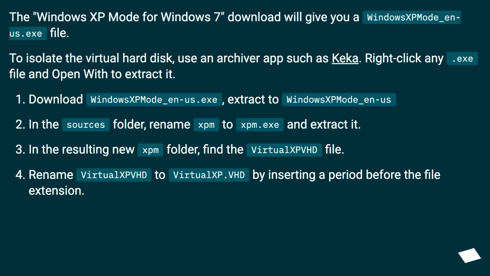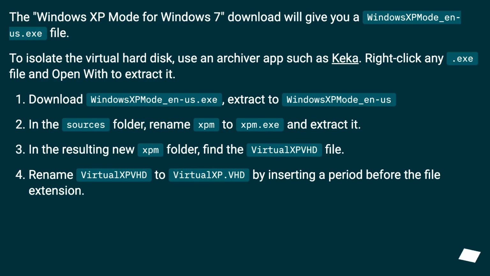The Windows XP Mode for Windows 7 download will give you a windowsxp_mode_ns.exe file. To isolate the virtual hard disk, use an archiver app such as Keka. Right-click any .exe file and open with to extract it.